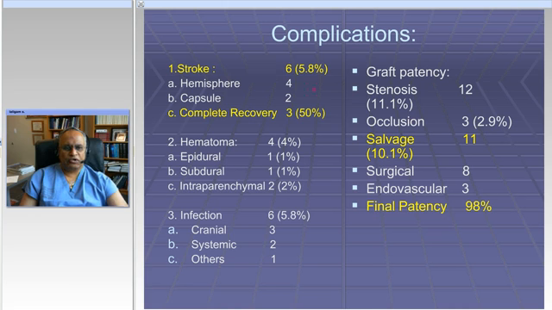6 patients had strokes, 4 of the hemisphere and 2 of the capsule. 3 of these 6 patients made a complete recovery. 4 had hematomas, epidural, subdural, intraparenchymal, and some infections. What sort of patency rate? 98% at the end. Some patients required salvage. That means they may have had a little stenosis and needed endovascular treatment, or some patients had a little narrowing. We had to revisit that and fix it, and so on.